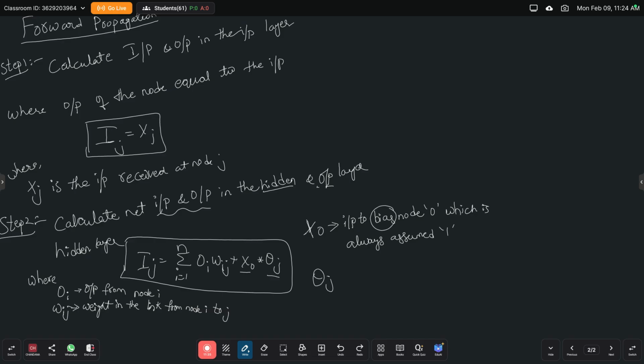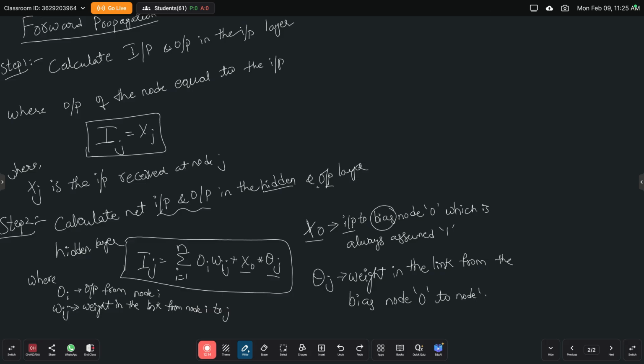Next one is theta j. Theta j is the bias from node 0 to node j. X naught is the input to the bias node O. Theta is the weight in the link from the bias node 0 to node j.